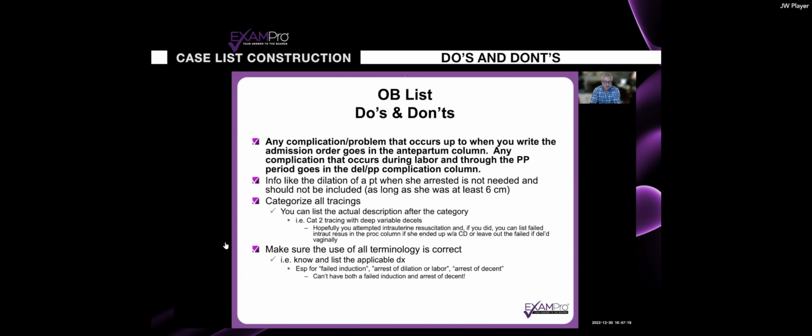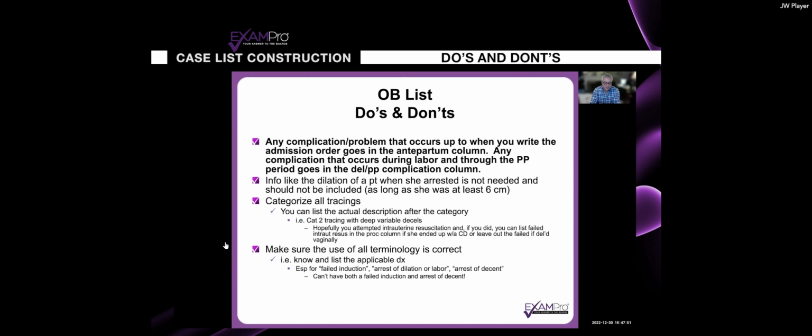In terms of where to list things on your OB list, any complication or problem that happens up until the time you write the admission order, so admission to labor and delivery, should go in the antepartum column. Any complication that occurs during labor or once the patient is admitted through the postpartum period should go in the delivery postpartum complication column. We shouldn't be seeing arrest of labor in the antepartum column. That would be a delivery complication.